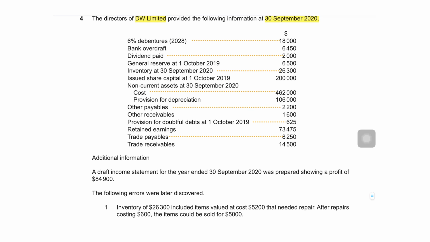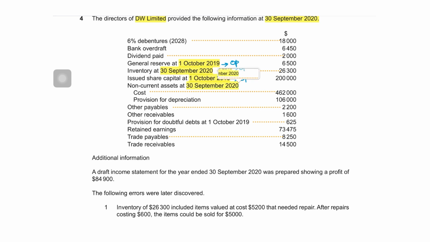And then we have a list of balances. We have 6% debentures, bank overdraft, dividends paid during the year, right? General reserves at 1st October 2019. So this means that the opening balance is given to us. Then we are also told the inventory at 30th September, which means the closing inventory. Then issued share capital again at 1st October 2019, so opening balance.